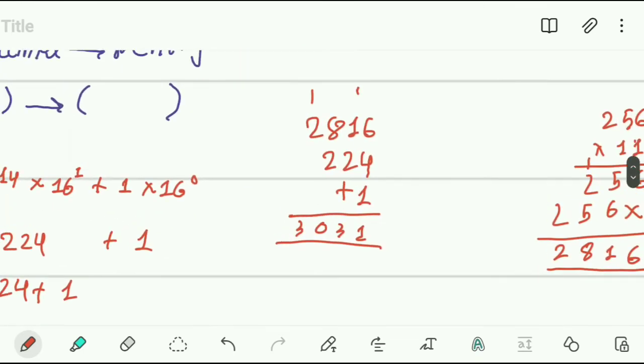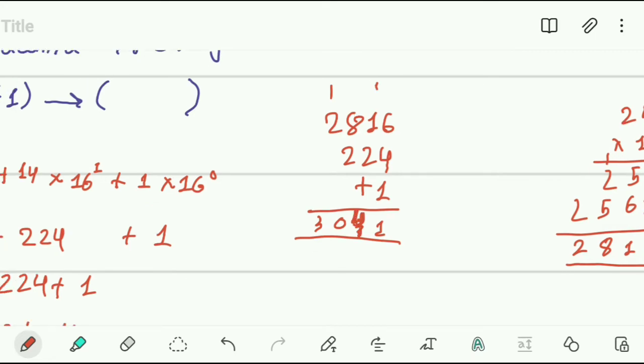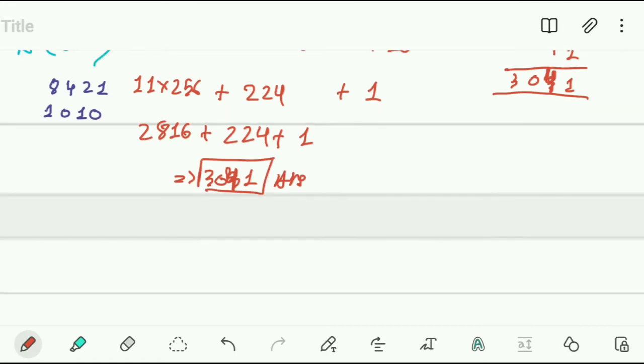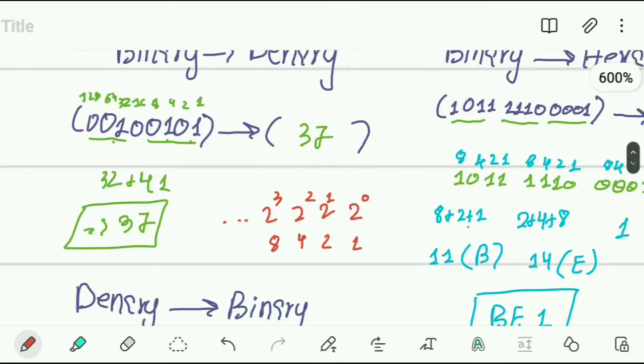Or wait, I might be miscalculating. This is 10, 11, 1, 2, 3, 4. Actually this is 4, not 3. This is 4, so it's going to be 4. 3041 is the answer. Okay, let me show you how I did this.